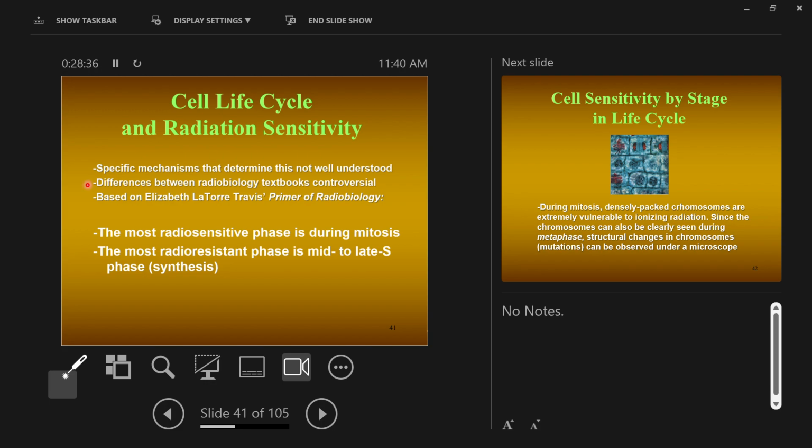in a book called The Primer of Radiobiology, written by somebody named Elizabeth Latour Travis. This is sort of the book that most people use when they want to discuss or understand how the body is sensitive to radiation. I have a copy of that book here. I've only got one copy, but if anybody wants to check it out and read it, you're more than welcome to. But everything we're going to talk about is basically directly taken from that text, okay?